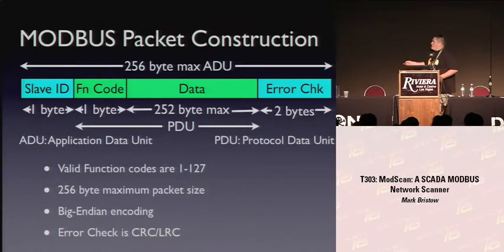So, important notes: these function codes, we're going to get into these function codes and these slave IDs pretty good here. Function codes are valid 1 through 127. The function codes 128 through 255 are reserved for error codes, and we'll get back to error codes. Like I said, they become important. And it's big endian encoding, which is important because if you look at any of the packet captures and you're not thinking about that, you'll get confused as to why things don't look like they should.